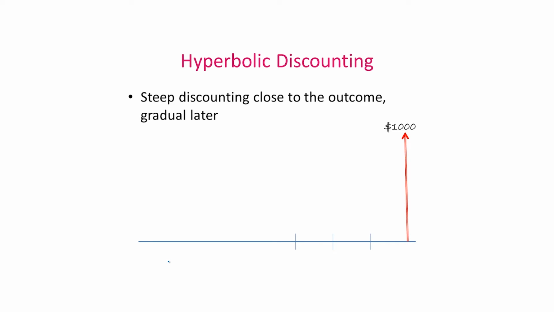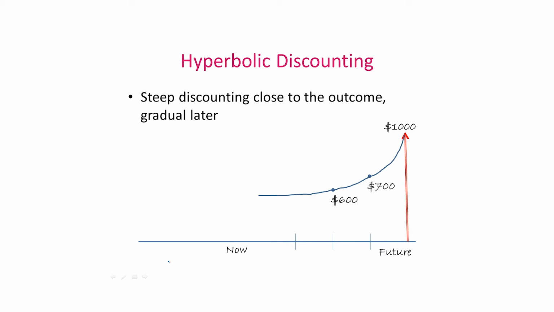In this chart, this is the future and this is now. Let's say you were promised $1,000 in the future. How much do you need now to make you indifferent? Let's say that 30 days prior to the outcome, you would require $700 to be indifferent. 60 days prior, you would require $600, and so on and so forth. The line connecting these points is called the discounting function.